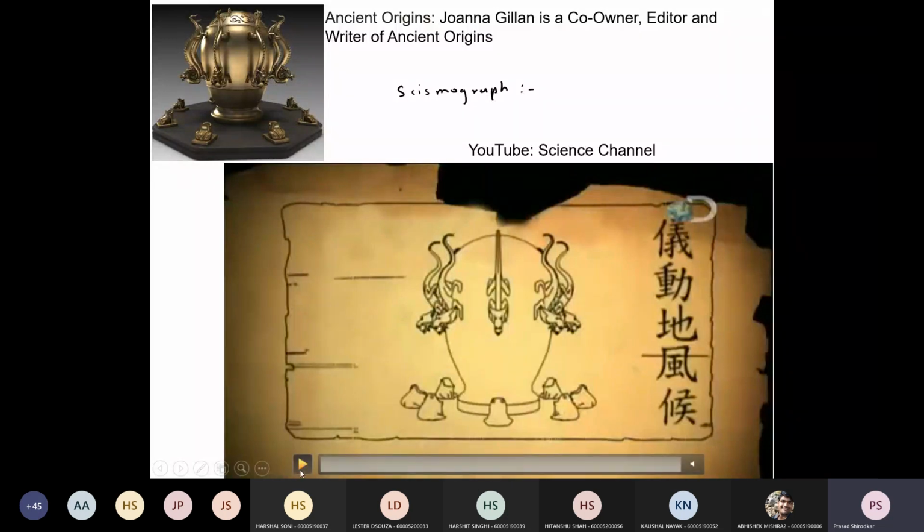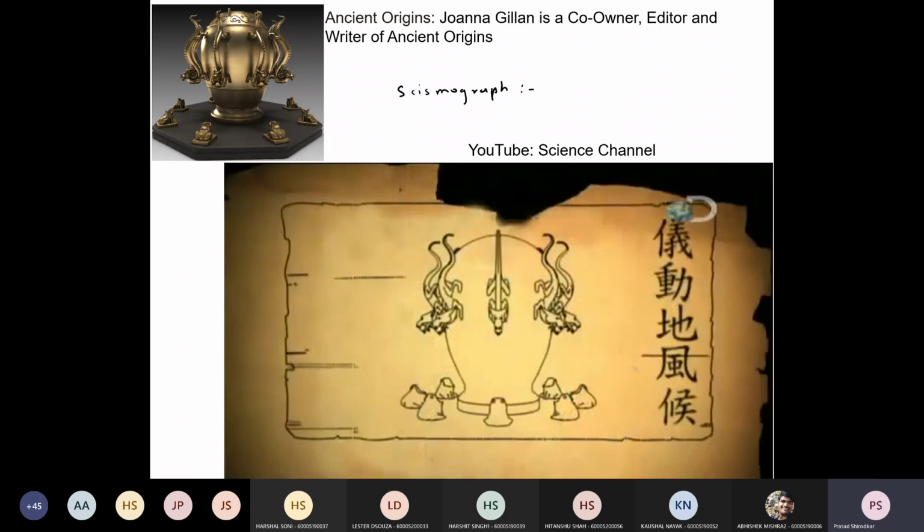I will just describe it briefly before I run the video. This is a jar, and on the outside of this jar there are 8 dragons along the 8 directions. The 4 directions are north, south, east, west, and in between are northeast, southwest, like that. Each of these dragons has a metal ball placed in its mouth.